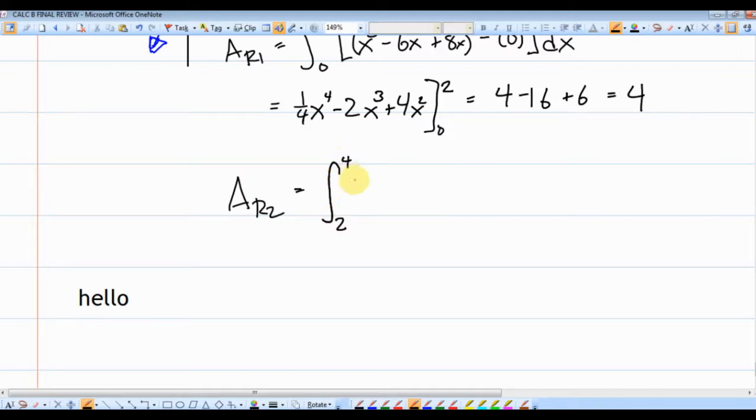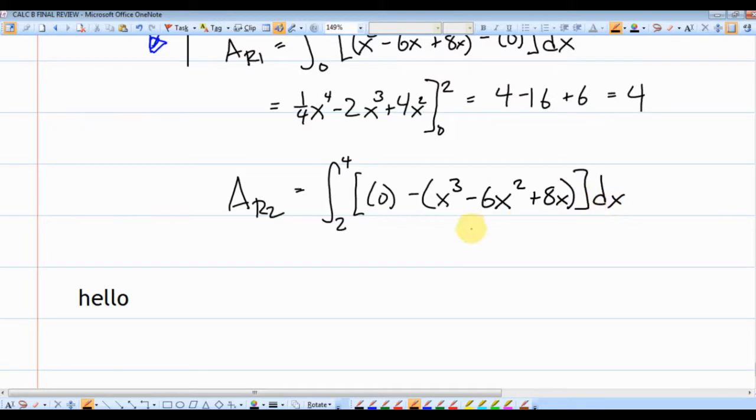The integral from 2 to 4 of negative x cubed plus 6x squared minus 8x dx. Let's integrate that. Integral of negative x cubed is negative 1/4 x to the 4th. Integral of 6x squared is plus 2x cubed, minus 4x squared. We're going from 2 to 4 this time.